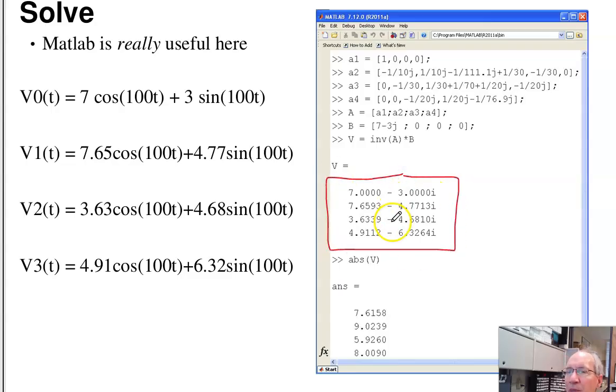Now that's the phasor representation. What that means is the real part's cosine, minus J is sine. So V0 is 7 cosine plus 3 sine. I already knew that. This is V1, that's V2, and this is V3. To check in Circuit Lab, it's easier to see the polar form. So take the magnitude. That's the magnitude of V0, V1, V2, V3.